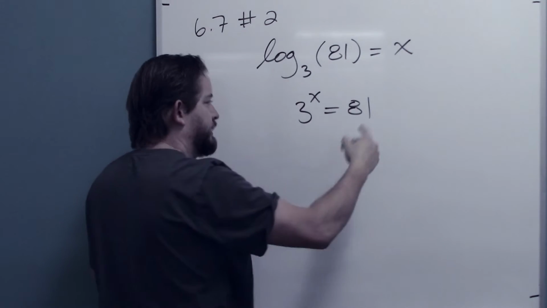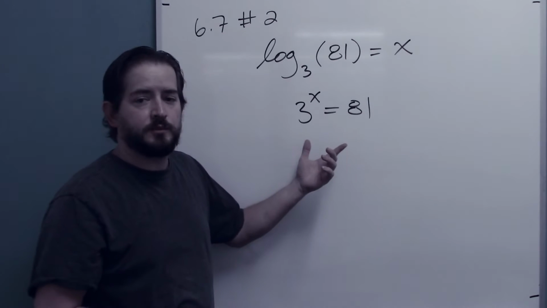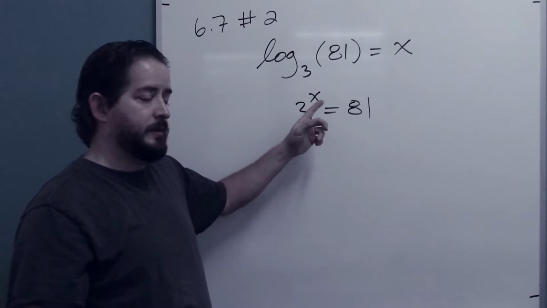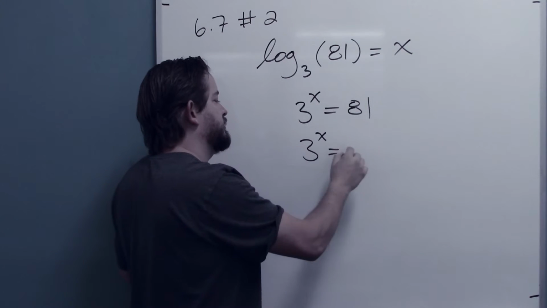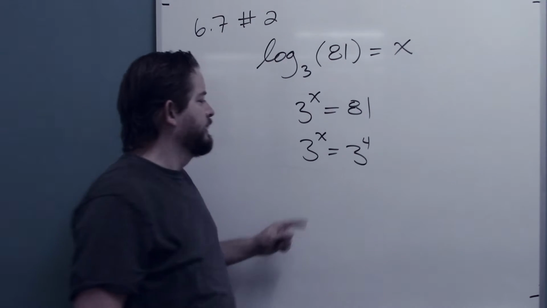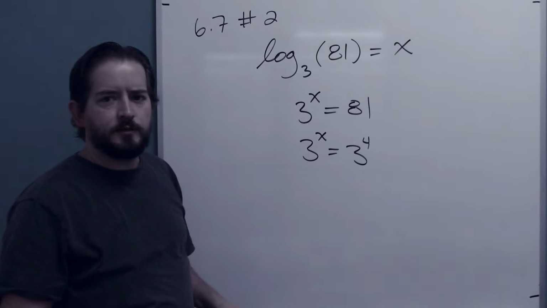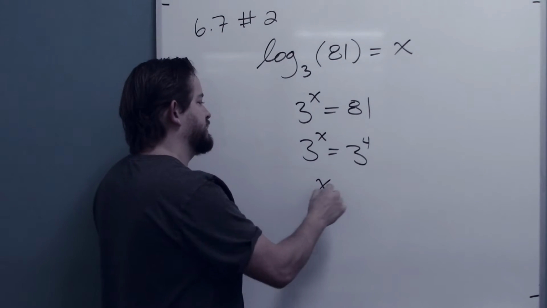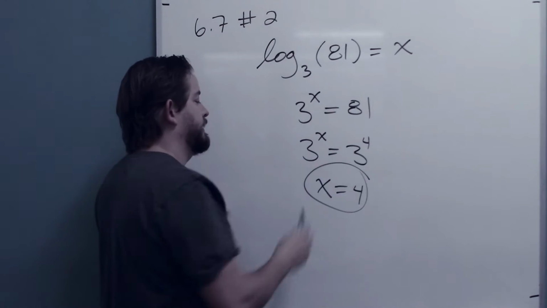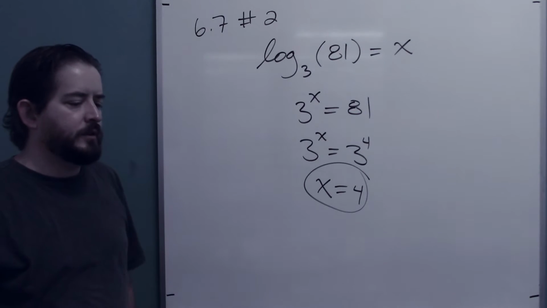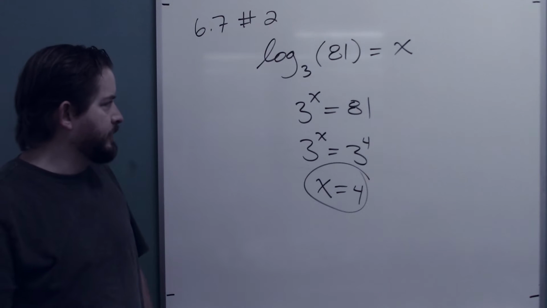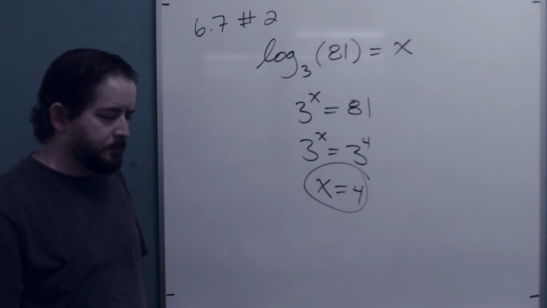And use what we did in the last section, in section 6.6. 81 happens to be 3 to the 4th. And so I would write that as 3 to the x equals 3 to the 4th. And therefore, my exponents have to be the same. X has to be equal to 4, and I'm done, right? That again is a very simple one. It's the very entry level kind of logarithmic equation, the easy ones, right?